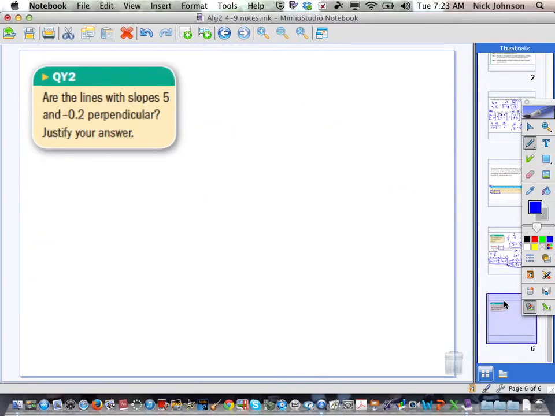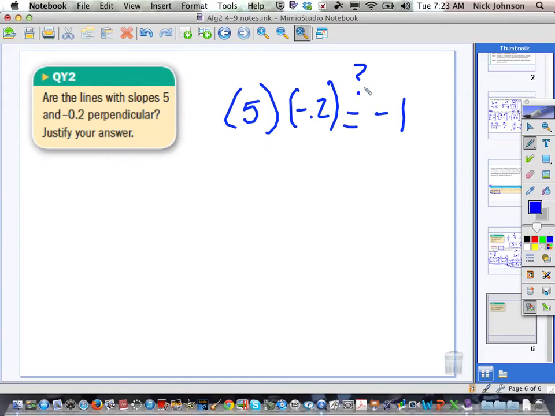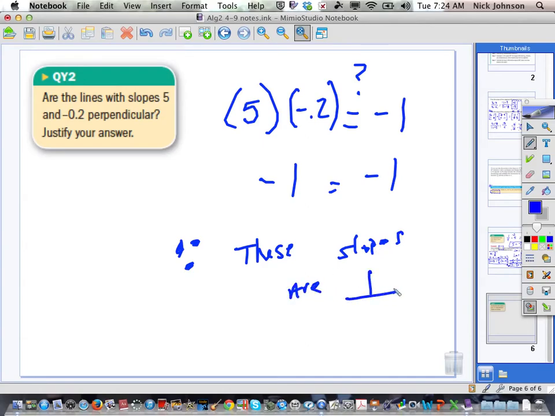Last one, quiz yourself 2. Are the lines with slopes 5 and a negative 0.2 perpendicular? Justify your answer. Well, if they're perpendicular, they equal a negative 1 when multiplied together. So the question is, does 5 times a negative 0.2 equal a negative 1? 5 times a negative 0.2 does equal a negative 1. Therefore, these slopes are perpendicular.